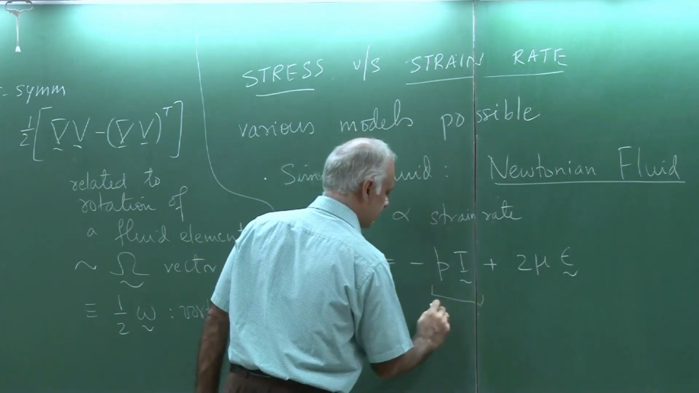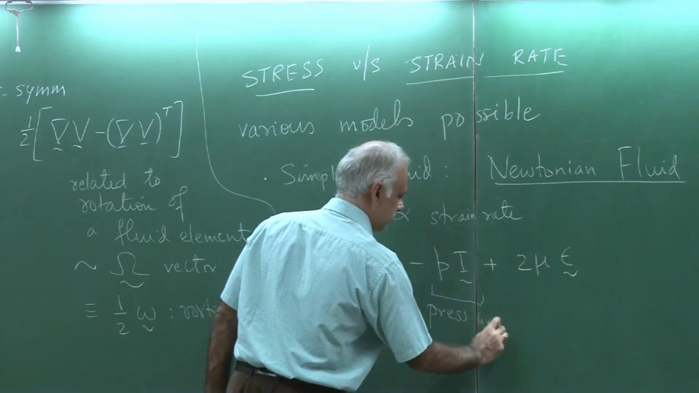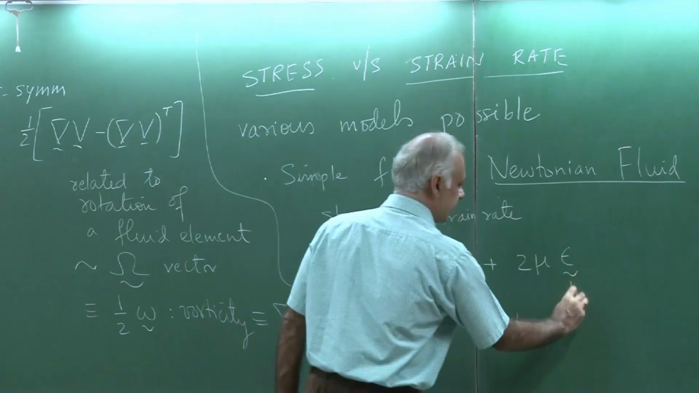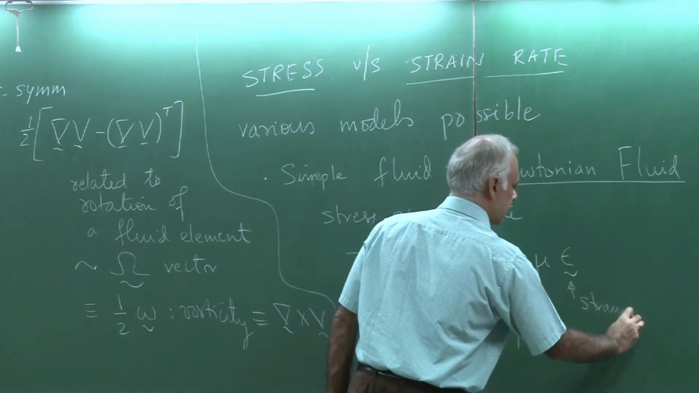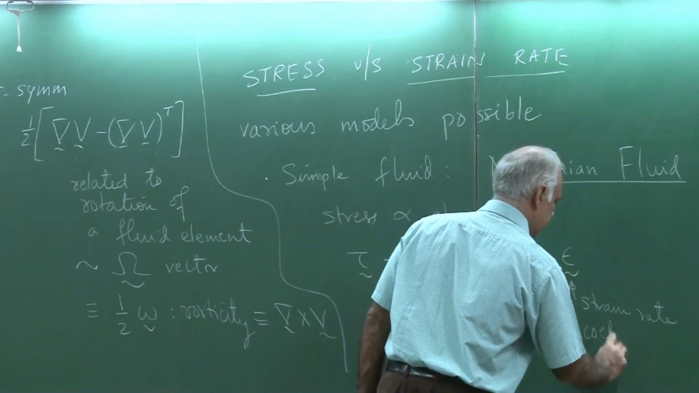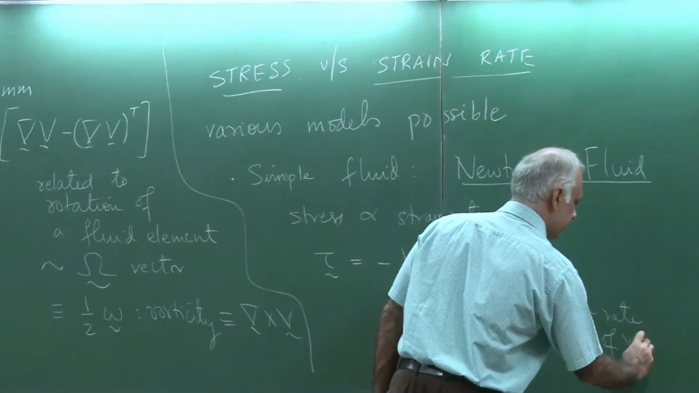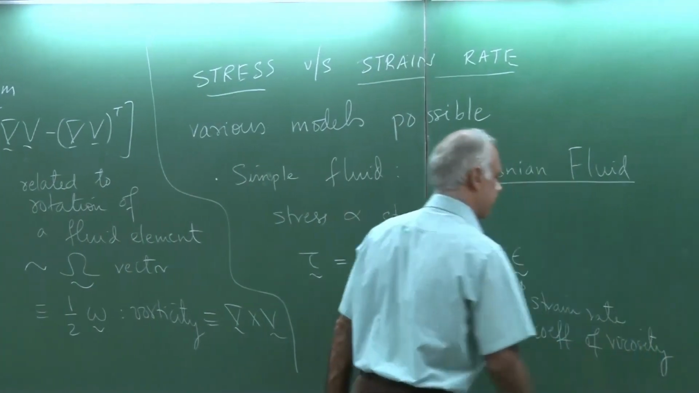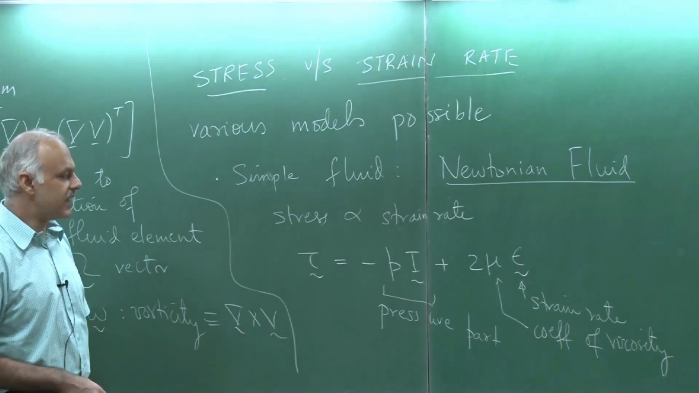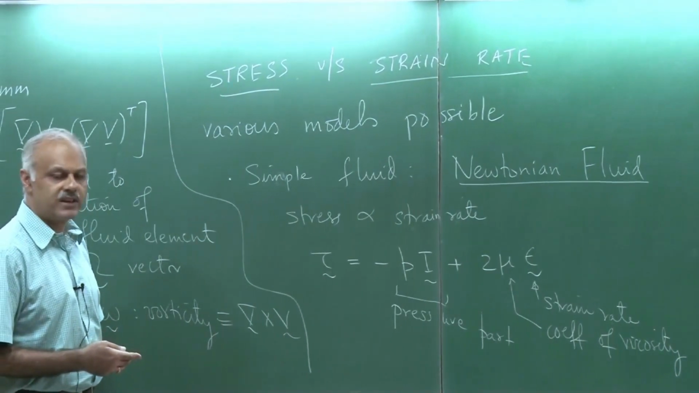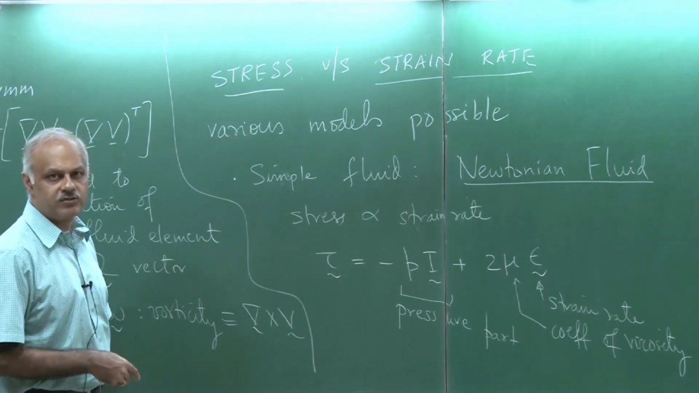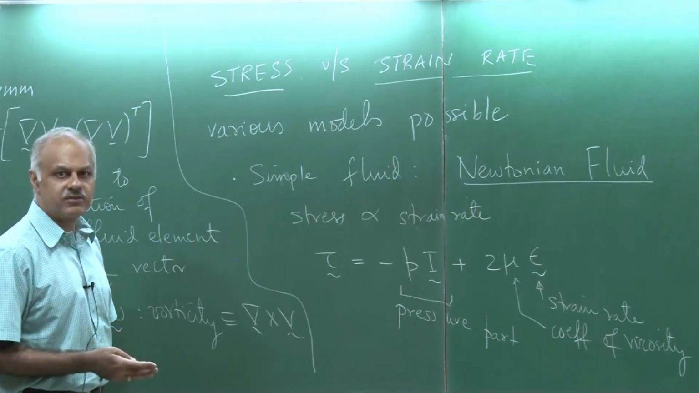So, this is the pressure part of the stress, and this here is actually the strain rate, and mu here is the coefficient of viscosity. And there are various methods by which you can characterize the viscosity of a fluid. There is certain equipment that you can use, for example, a rheometer, where you can estimate the coefficient of viscosity, and it would be different for different fluids.